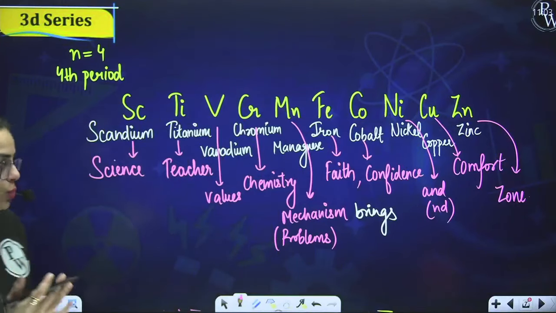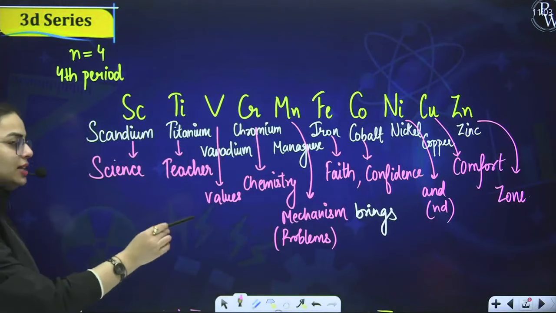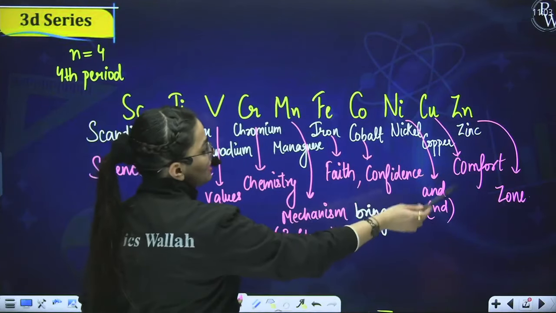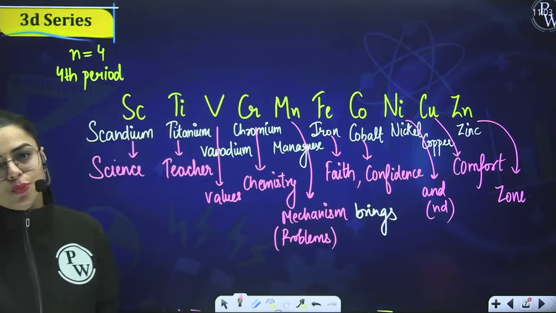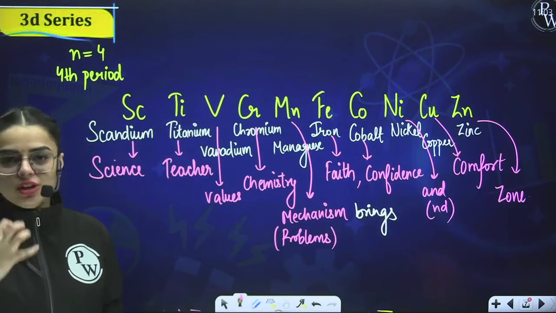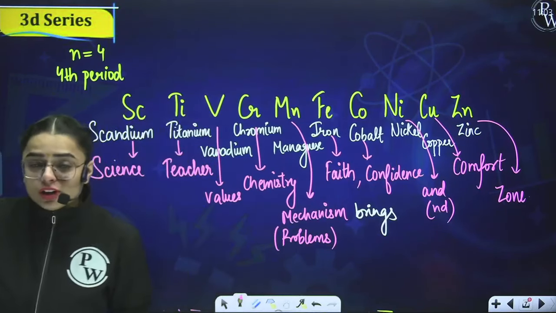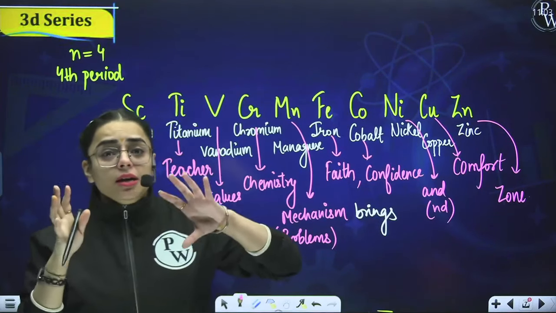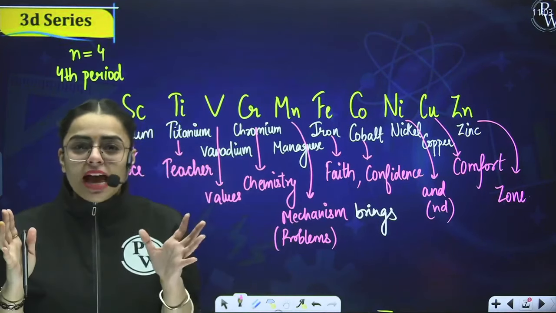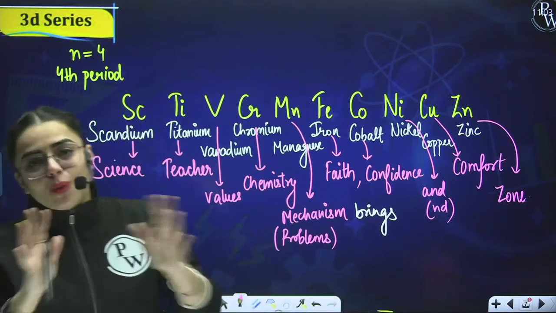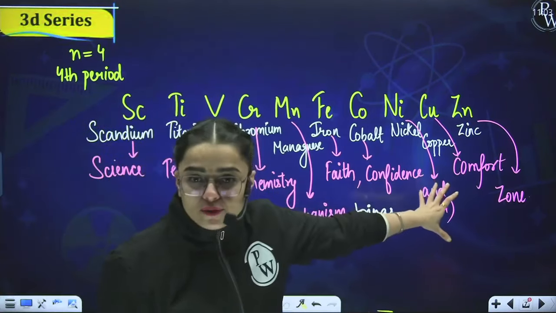I shall read it for you guys. It is: science teacher values chemistry mechanism of the problems, which brings faith, confidence, and comfort zone. Is it clear to you? When you get to learn something, when you understand something, you automatically feel confident, and the pressure that you were having before understanding the topic, after understanding the topic, it all vanishes away. So that brings a comfort zone to you.